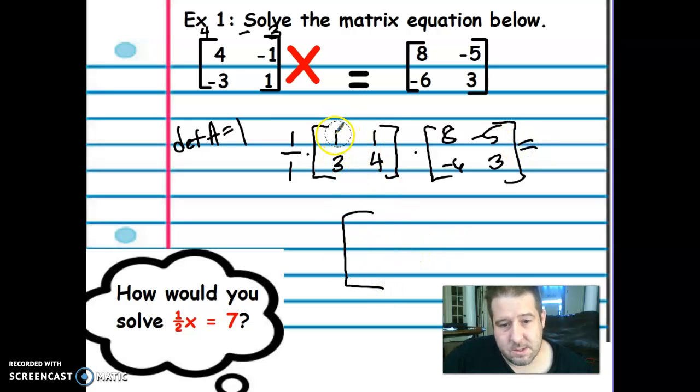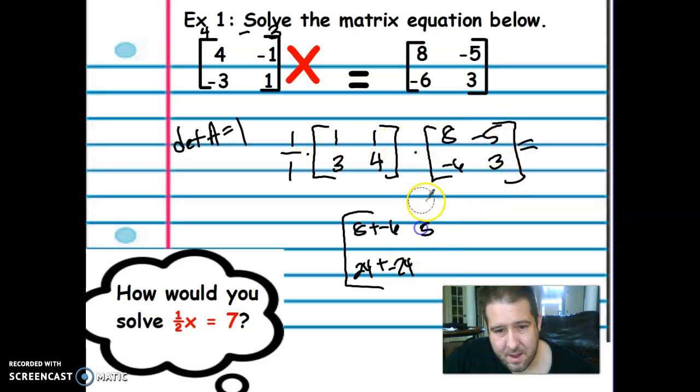We've gone over how to do this, so I'm going to multiply this row. To find the first row, first column, I multiply the first row by the first column: 1 times 8 is 8, added to 1 times -6. To get this number, I multiply the second row times the first column: 3 times 8 is 24, added to 4 times -6 is -24. First row, second column: that's 5 plus 3. And last but not least, second row times second column: 3 times -5 is -15, added to 4 times 3, which is 12.